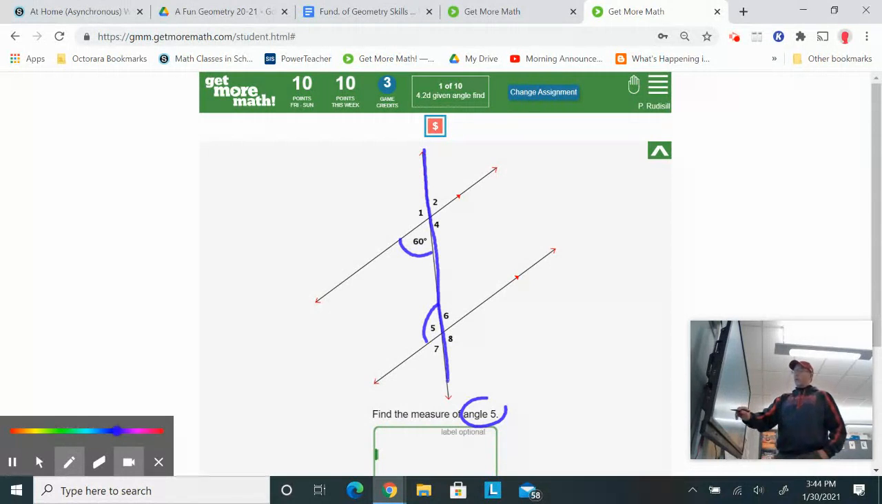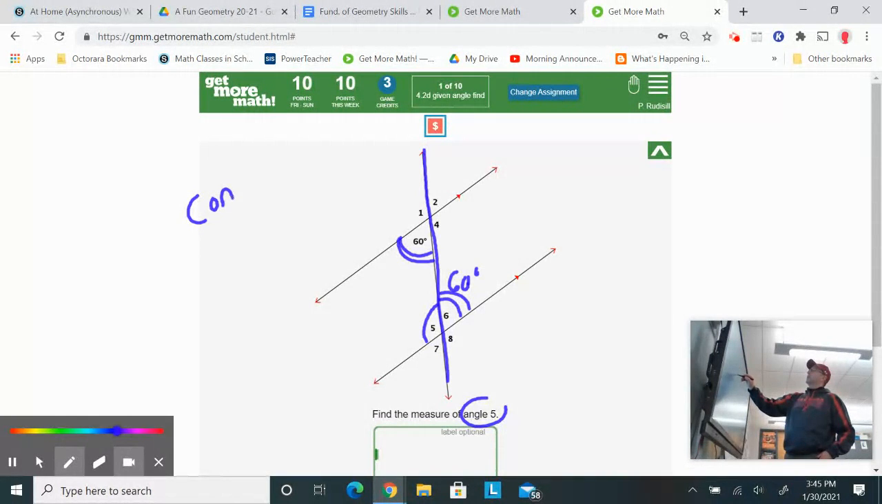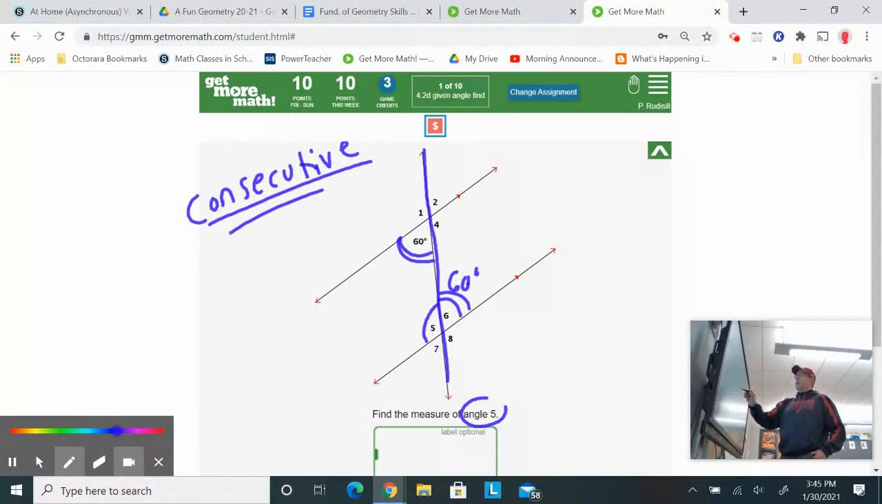Remember we talked about alternate interior angles, and angle 6 will be alternate interior to the 60-degree angle. They're going to have the same measure. But angle 5 is on the same side of the transversal. So they're called consecutive angles. Consecutive angles will be supplementary. They're not going to be congruent. They're supplementary, which means they're going to add up to be 180 degrees.